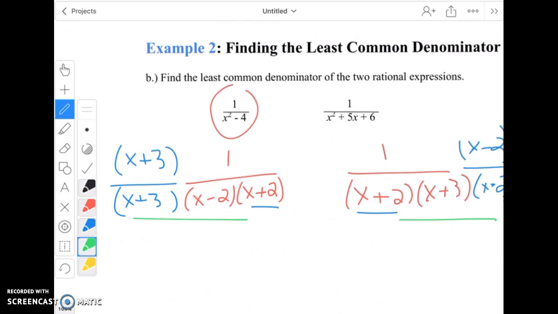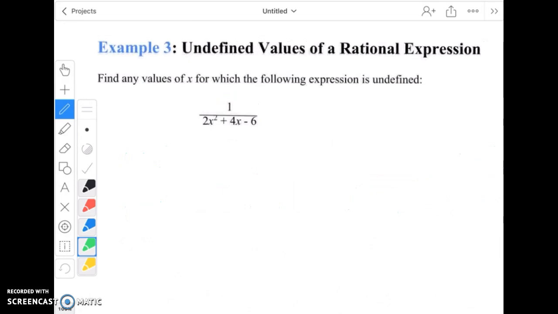I'm not going to make you FOIL all this out again. Just realize that those are the things that we're missing. If you multiply one side by something, remember you have to multiply the top and the bottom by that same term. All right, so like I said, we would have to figure out undefined values.